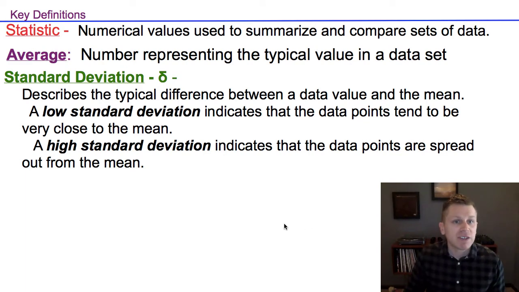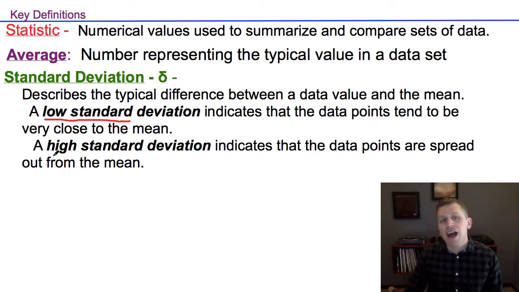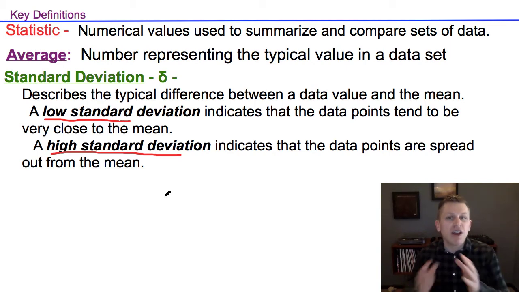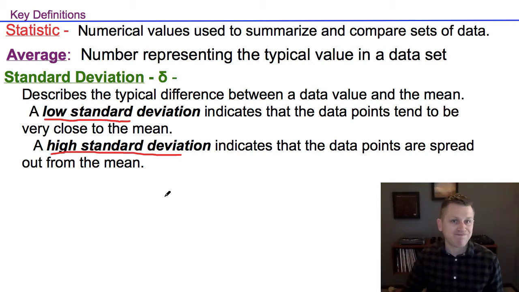So if you think of San Francisco, it had a low standard deviation. That means that the data points were very close to the mean. There wasn't much variability. Whereas if I think of a high standard deviation, we could consider New York City to have a high standard deviation. That indicates that the data points are more spread out from the mean.